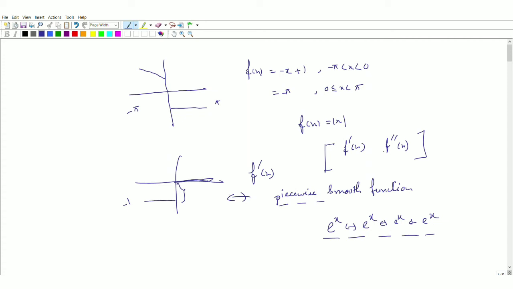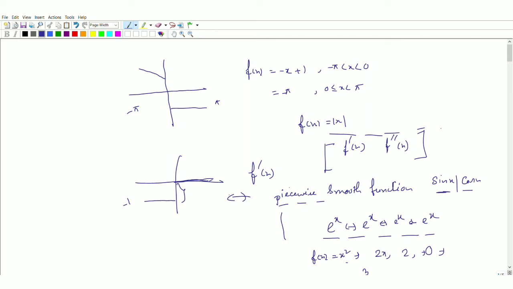Another example: if I take f(x) equal to x square, the first derivative is 2x, the second derivative is 2, the third derivative is 0, meaning after the third derivative it vanishes. So this function has smoothness up to a finite order. Similarly for sin x and cos x, those are examples of absolutely smooth functions.